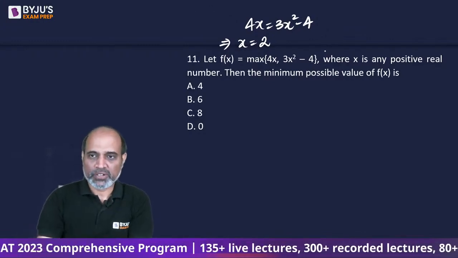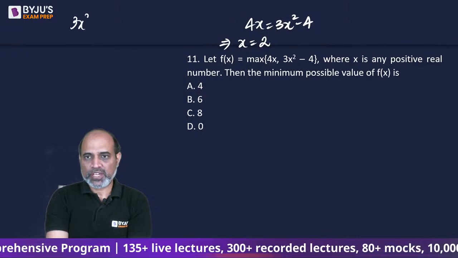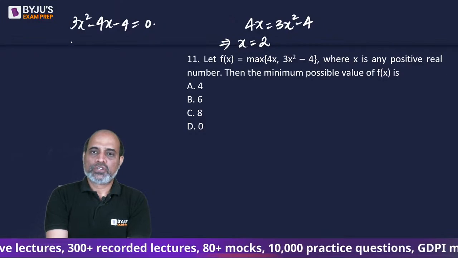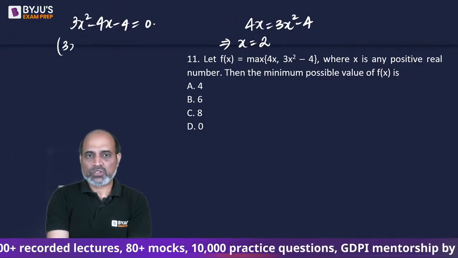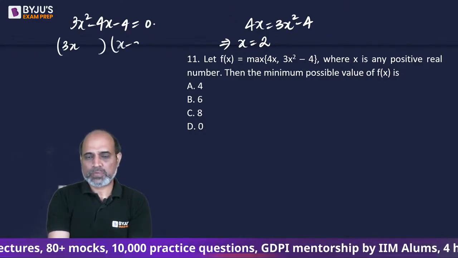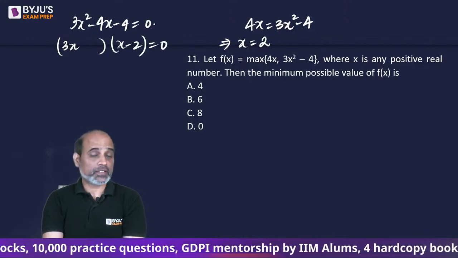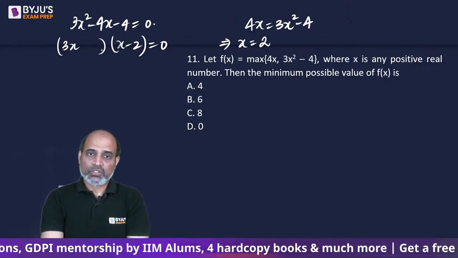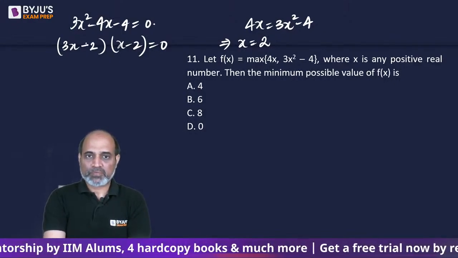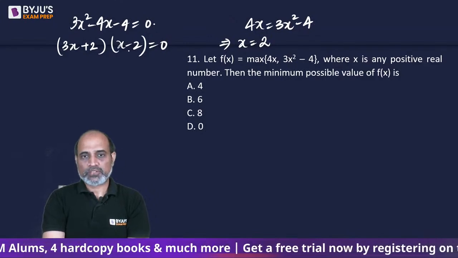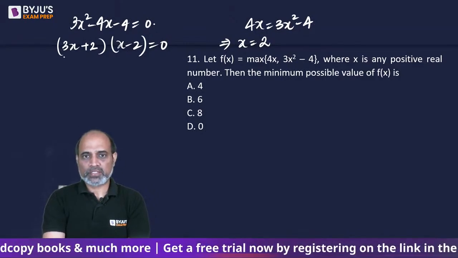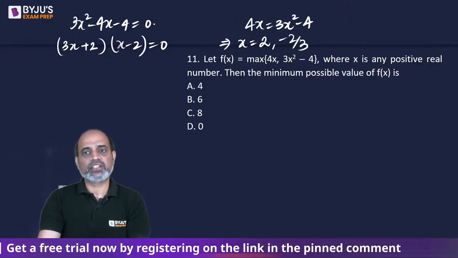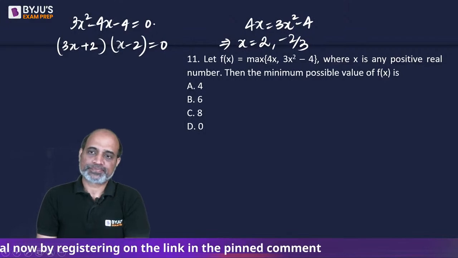Let's solve the quadratic only. So we'll have 3x square minus 4x minus 4 is equal to 0. So we will have one as 3x and another as x minus 2, of course, because we already know that 2 is one of the roots. So I will have 3x plus 2. So that will get 3x square plus 2x minus 6x is minus 4x minus 4. Okay. So another is minus 2 by 3. These are the two values of x where we will have it.